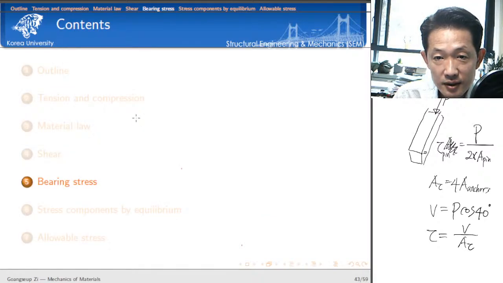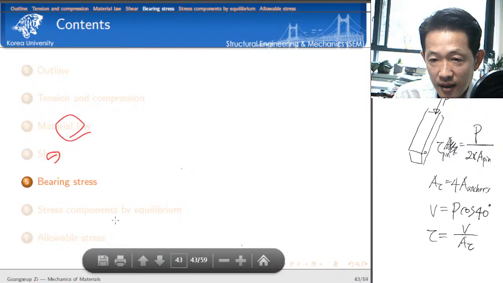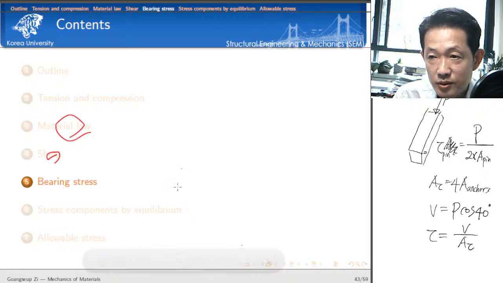Do you have any questions? Today we discussed two different subjects, the material law and the shear stress. So let me stop my lecture here. The next time we'll talk about the bearing stress and then stress components by equilibrium probably. If you have more time, then maybe we can visit the allowable stress too.